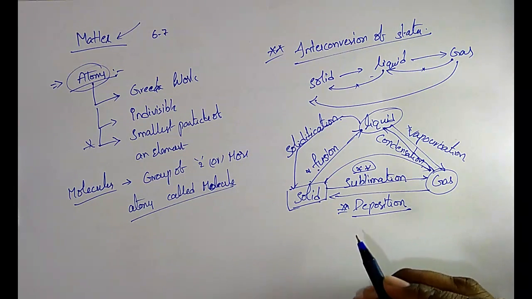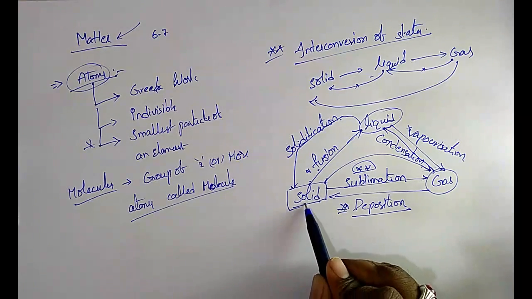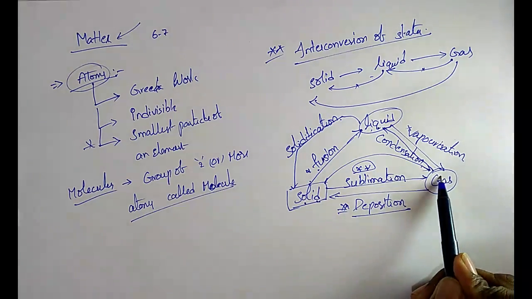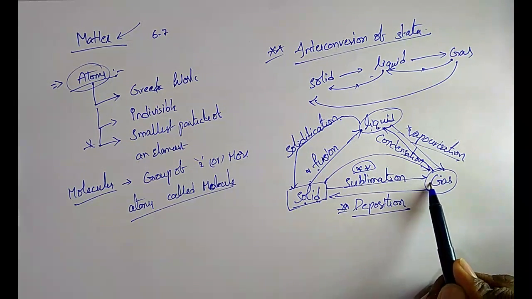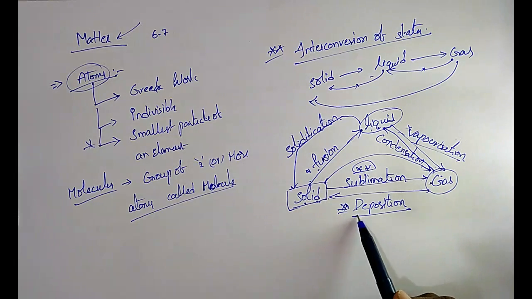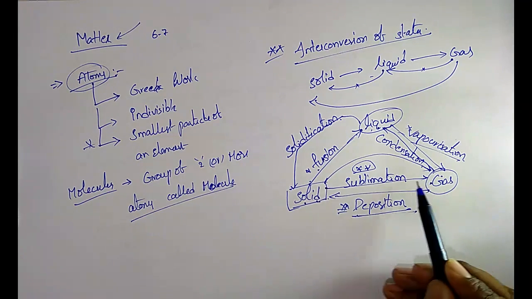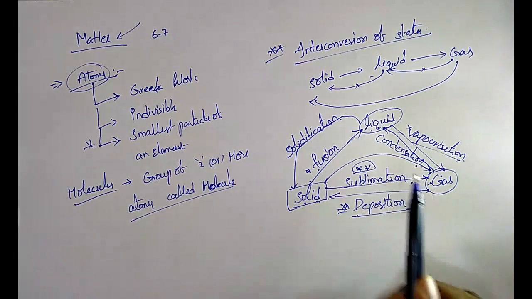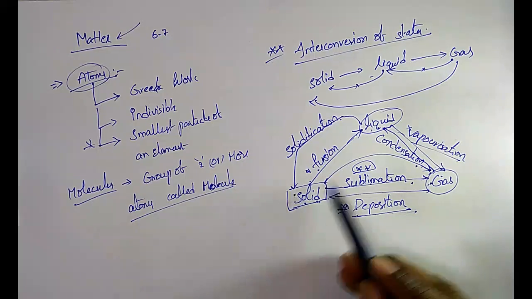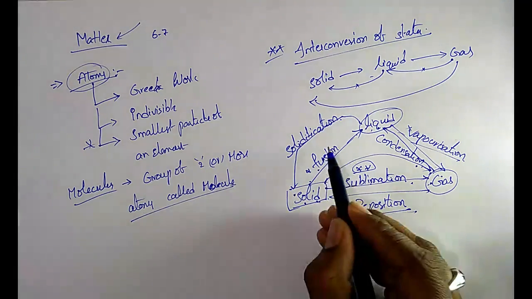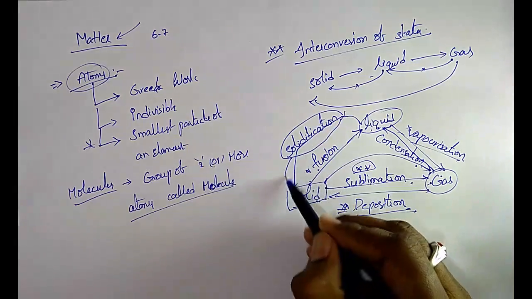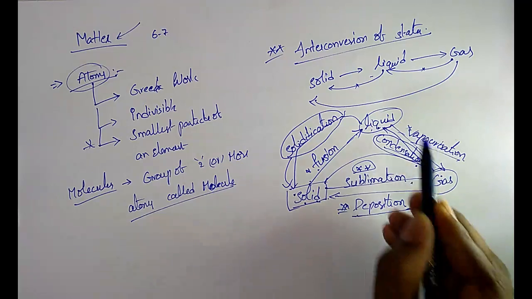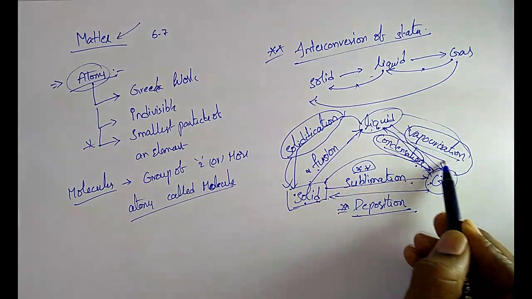Very important. Solid to liquid is fusion. Liquid to gas is vaporization. Gas to solid is deposition. Solid to gas is sublimation. Gas to liquid is condensation. Liquid to solid is solidification, where the name itself says solid. Condensation is from gas to liquid, and from liquid to gas is vaporization.